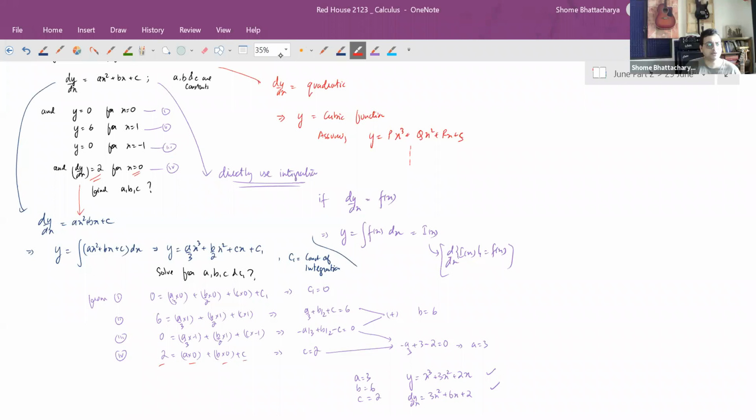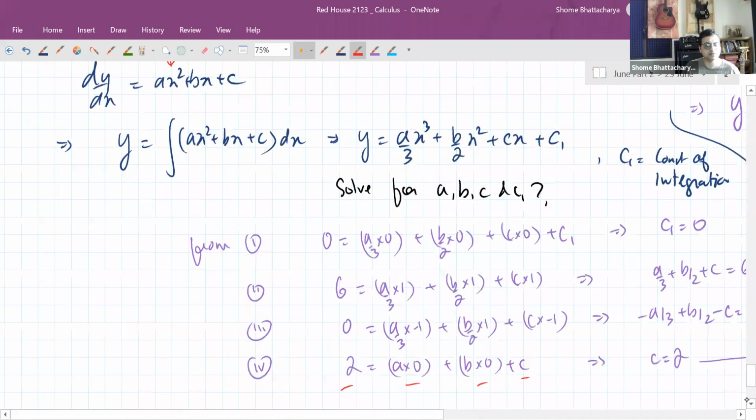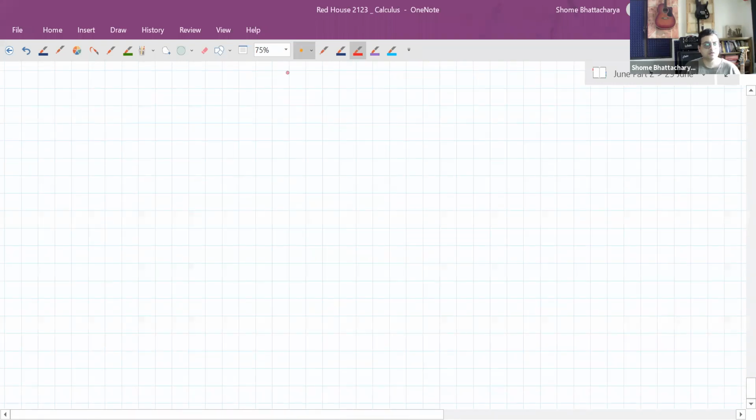Okay, so next up, let us look at a physics type of problem involving the application of integration. So let's look at an example from a kinematics kind of situation, which is in fact going to be the next chapter we'll do anyway, after we complete integration.